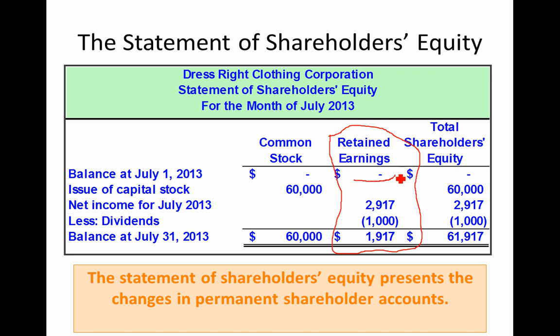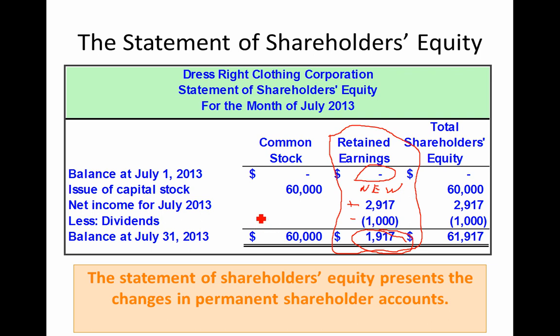This company is new, so there is no beginning balance. We add in net income, subtract out dividends, and that gives us the new retained earnings balance.